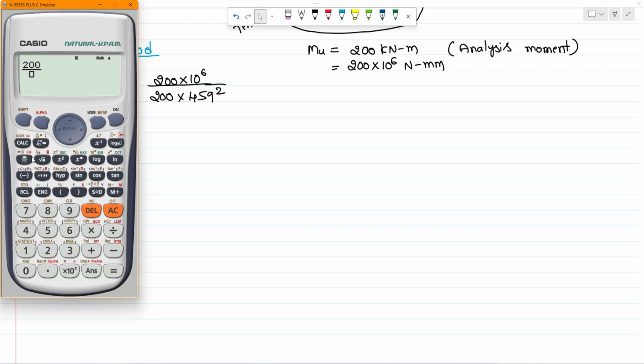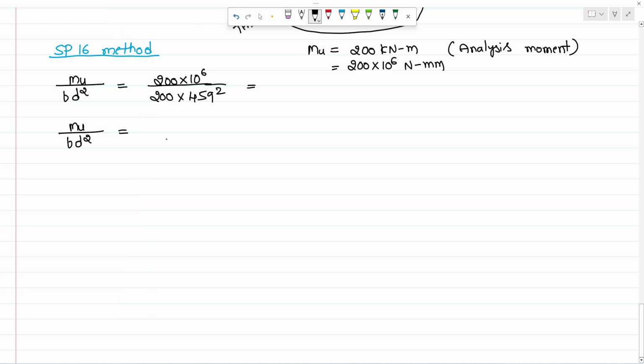So 200 into 10 power 6 divided by 200 into 459 square. It will be 4.74. I will round off this value to 4.80. So your Mu by BD square value is 4.80.